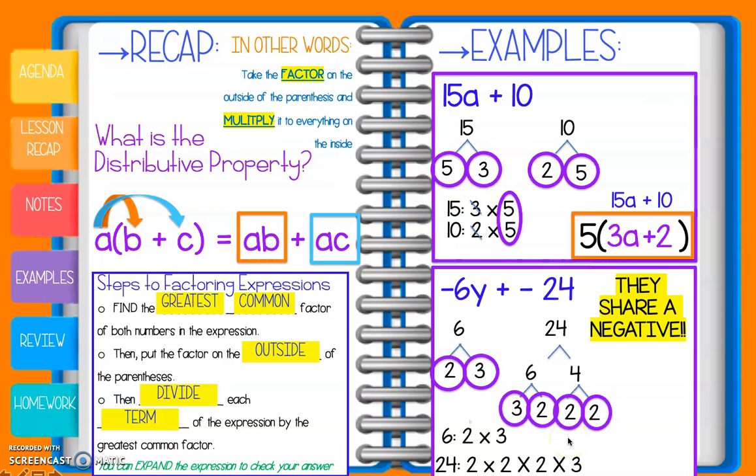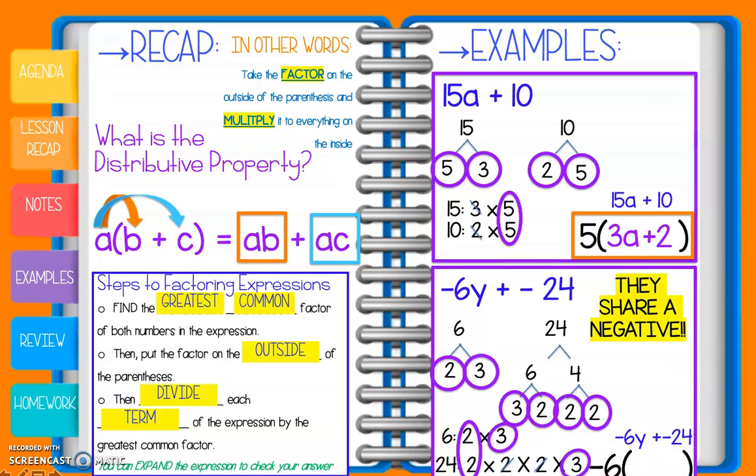Now we need to see what they share. We see that they share a 2, and we see that they share a 3. However, they don't share any of the other 2's. So our greatest common factor is going to be 2 times 3, which is 6. However, we know they share a negative, so our greatest common factor is going to be a negative 6. So if we have our original expression, negative 6y plus negative 24, our greatest common factor is a negative 6. So we're pulling that out of our expression.